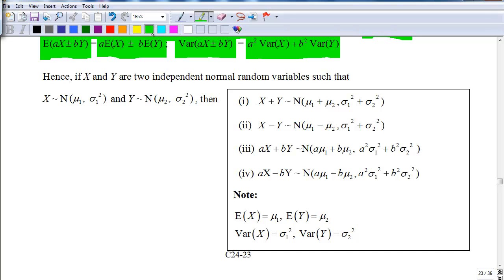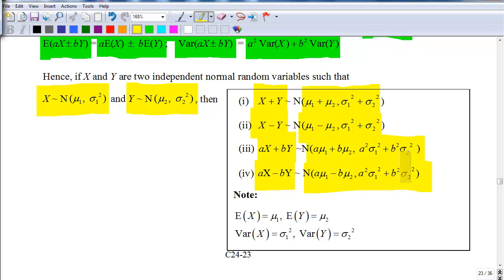Now, when I have two independent random variables X and Y, and X follows a normal distribution with mean mu1, variance sigma 1 squared, and Y follows a normal distribution with mean mu2 and variance sigma 2 squared, then X plus Y, X minus Y, or in the more general form, aX plus bY, aX minus bY, they are all normal distributions. And they are all normal distributions whereby you can easily work out the new mean and the new variance. Okay, now I will show you one example. The rest you can do on your own.